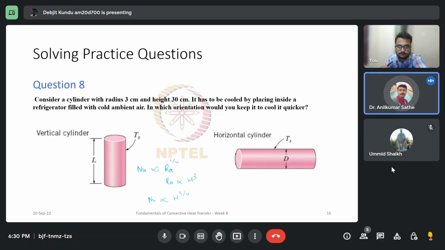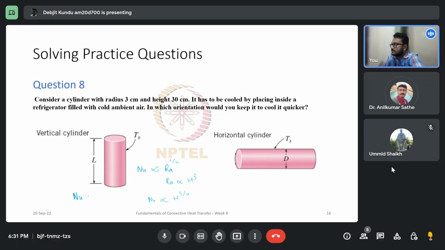Because all other terms, the coefficient of thermal expansion beta, g, delta T, nu, alpha, remain constant, it becomes a function of only the characteristic length. So as compared to diameter, for the horizontal cylinder LC is the diameter, and for the vertical cylinder LC is the length.